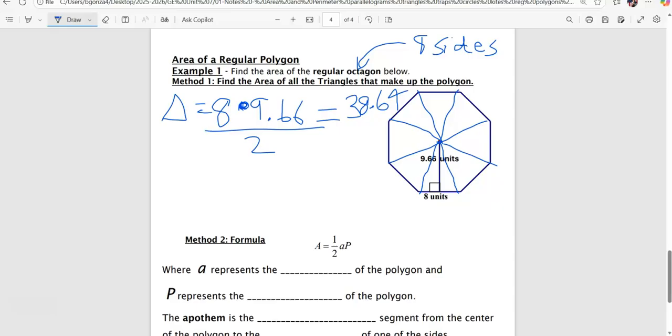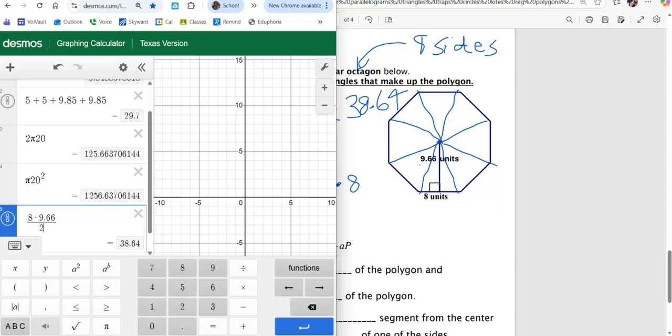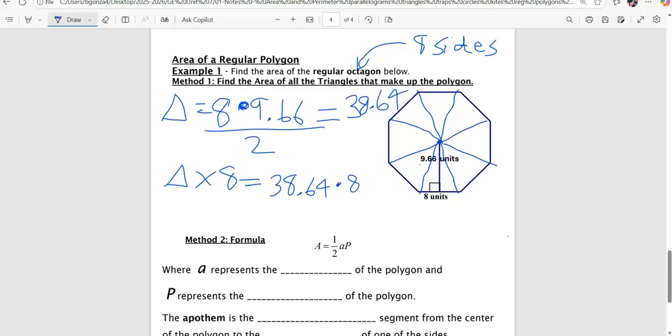All right, and that's one of those triangles. There's 8 of them, right? 1, 2, 3, 4, 5, 6, 7, 8. So we're going to do 38.64 times 8. Okay. 309.12 units squared, because we just found a bunch of areas.